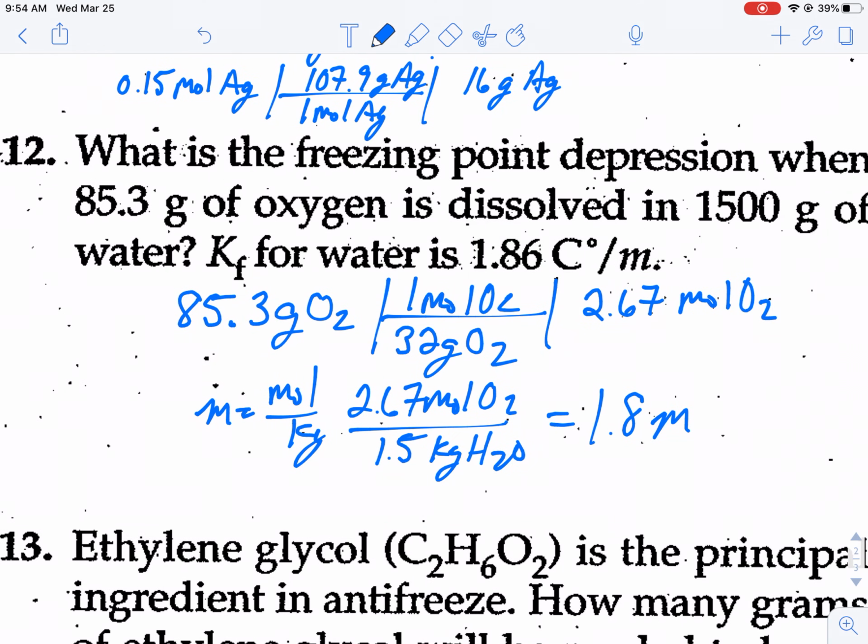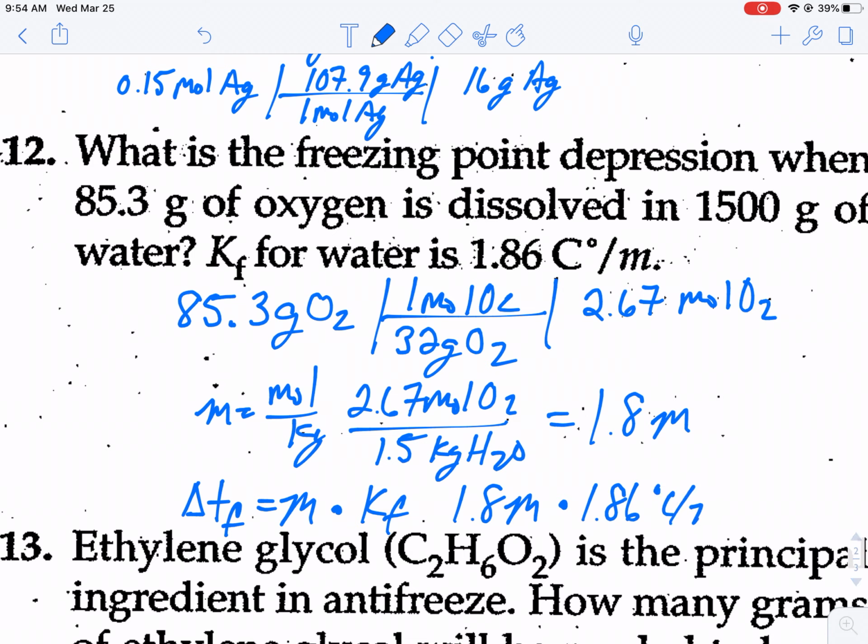The last step is to figure out what my delta TF is going to be, and that's molality times KF. My molality is 1.8, and my KF is 1.86 degrees Celsius per molality, and that gives me 3.3 degrees Celsius.